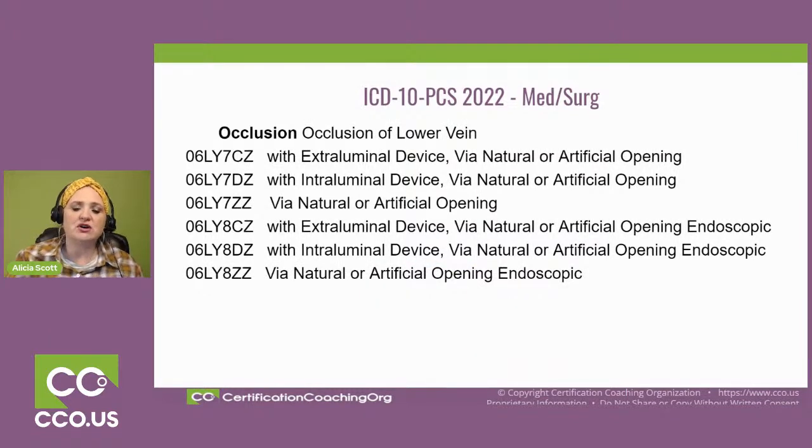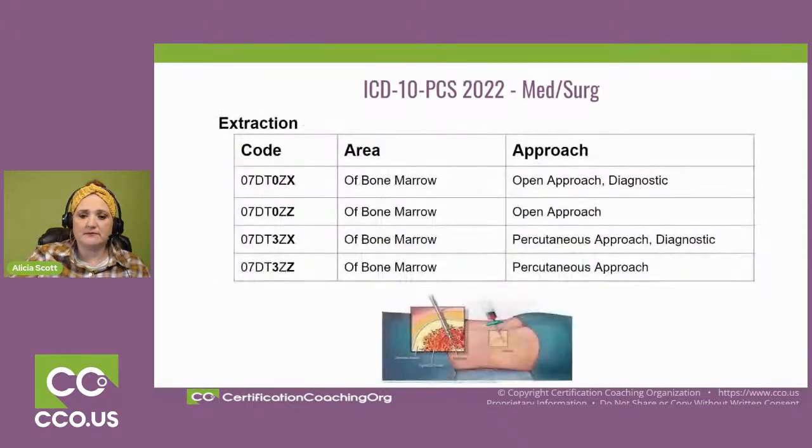More on occlusions, we can also do lower veins. And again, we have different devices. We can do extraluminal, intraluminal, and then the artificial openings or natural opening, and then endoscopic. Extraction. It's really interesting that there's a lot of new codes for bone marrow. So extracting of bone marrow. In the past they had like one code that you could build out, but they've really fleshed this out and given us more codes.